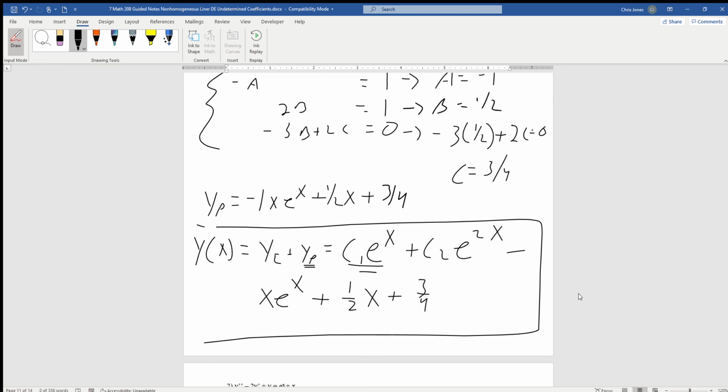Okay, so in the last two examples, we're going to see what happens when we need more than just an x as our coefficient to make the undetermined coefficients method work.